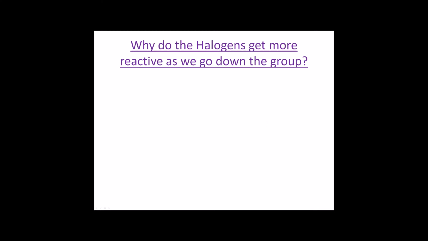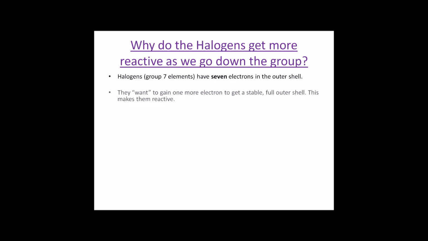So why do the halogens get less reactive as we go down the group? As we know, halogens, because they're in group 7, have got 7 electrons in their outer shell. They want to gain 1 more electron to make a full and stable outer shell, and this makes them reactive because they've only got 1 to gain, and gaining 1 electron is much easier than gaining 2 or 3 electrons.